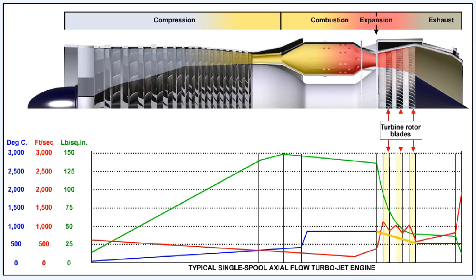The energy available in the gas stream flowing through the turbine takes several forms. There is the heat energy, the potential or pressure energy, and finally the kinetic energy, which comes from the velocity of the gas stream.